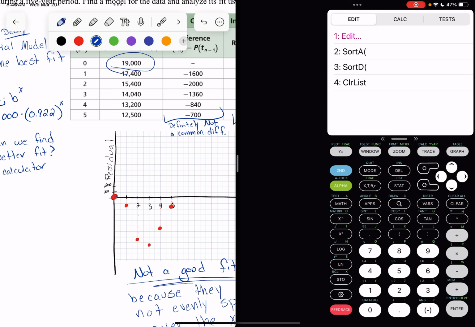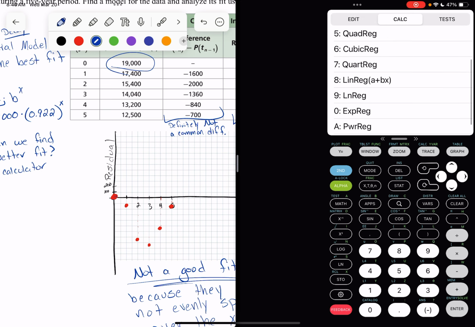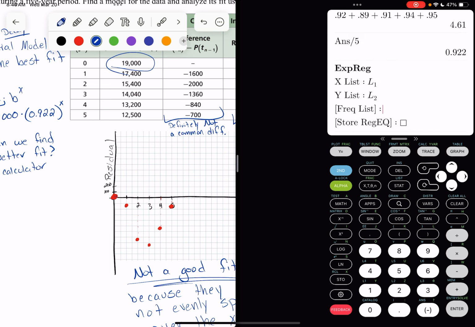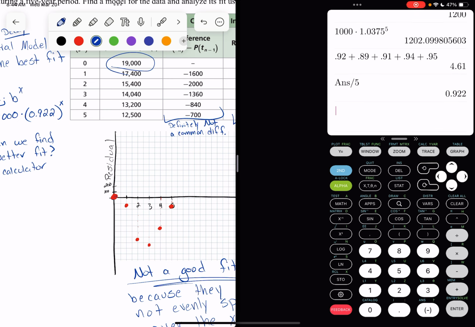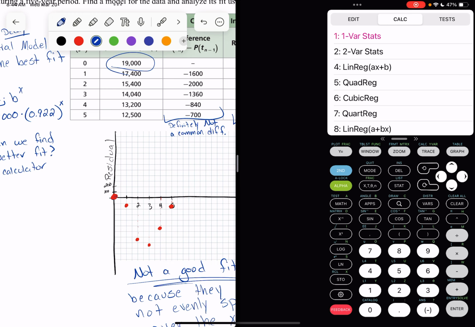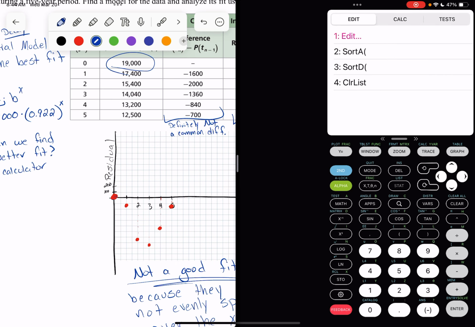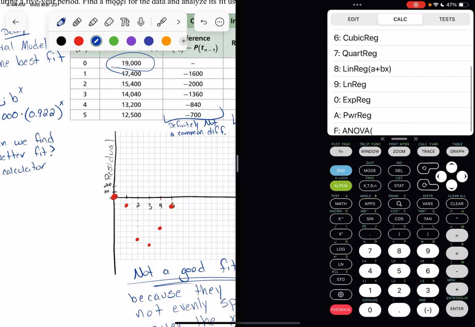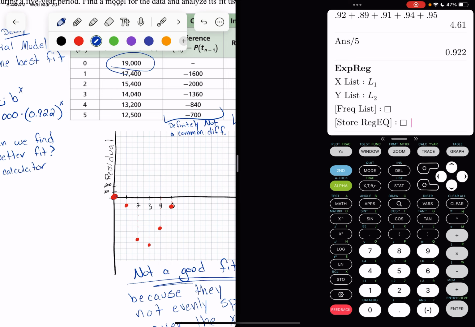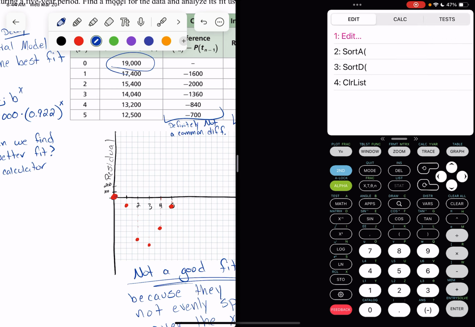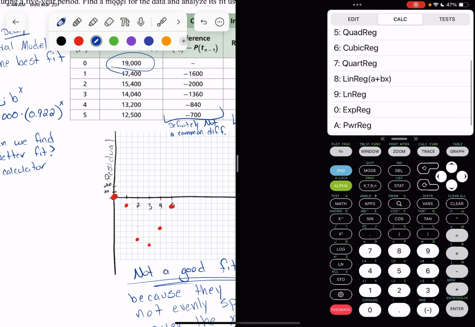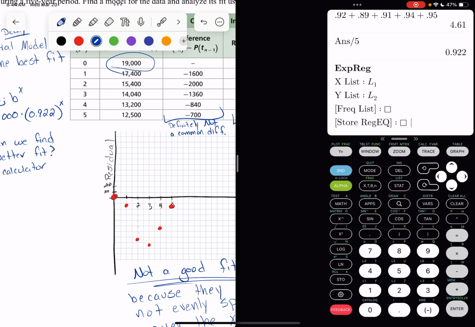Now that we have it in there, we can go Stat, over to Calculate, and come down and do an exponential regression. List 1, list 2. I'm going to store this. Oh, I'm sorry. Calculate, exponential regression. Did it again. Sorry, this doesn't work the same. Okay, that's not going to work. All right, we aren't going to store it. I would go here and there we are.